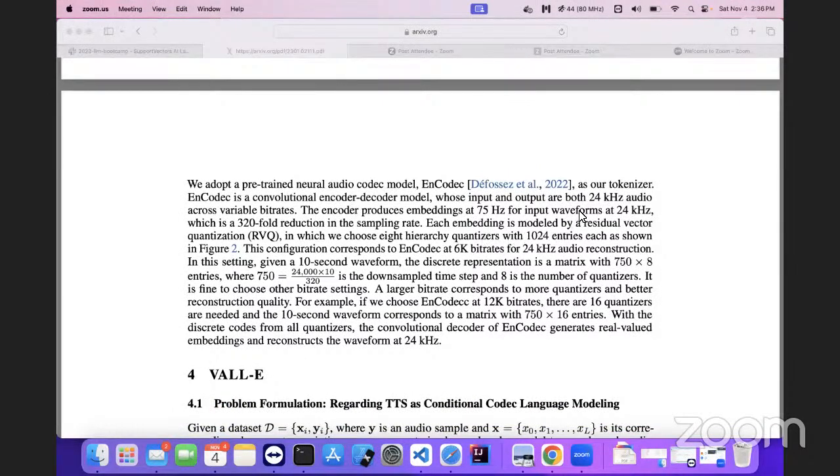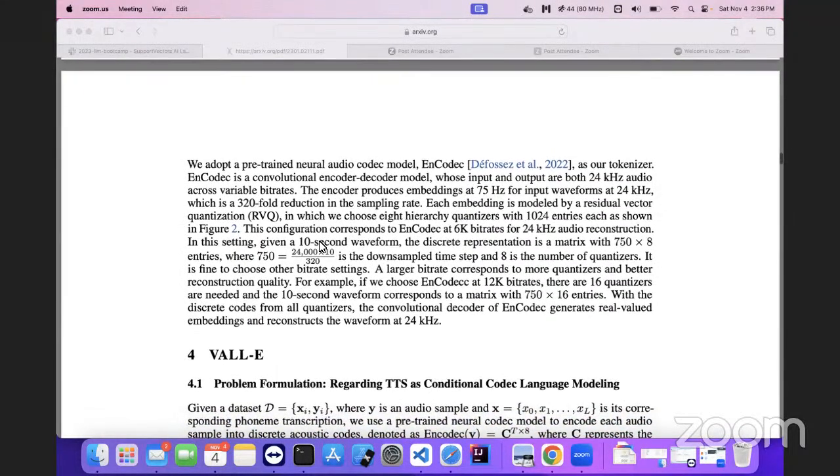Okay, so basically, if you look here, for example, they give an example. If you take 24 kilohertz audio, this encoder, that is Meta's EnCodec, this is the big work, it produces embeddings at 75 hertz. So look at how much compression. That is a 320-fold reduction in the sampling rate. And then each sample is getting modeled as a residual vector. This is the residual vector quantization.